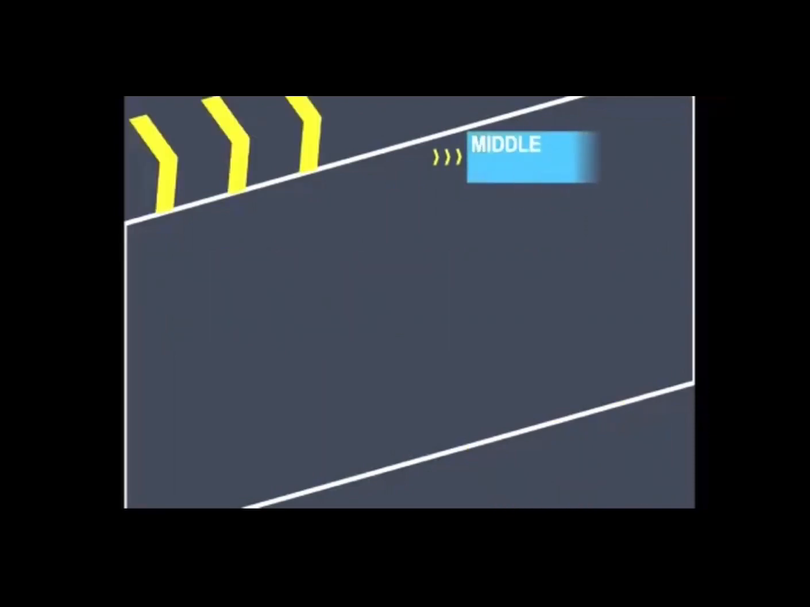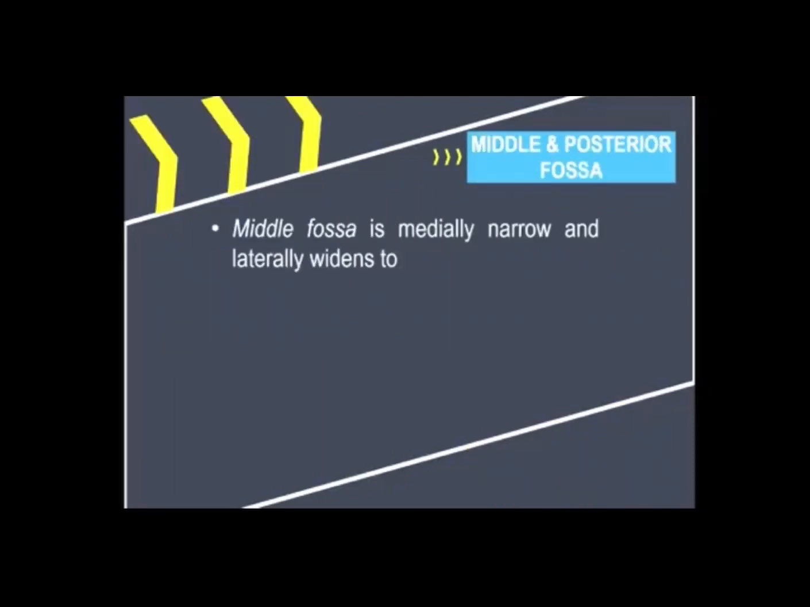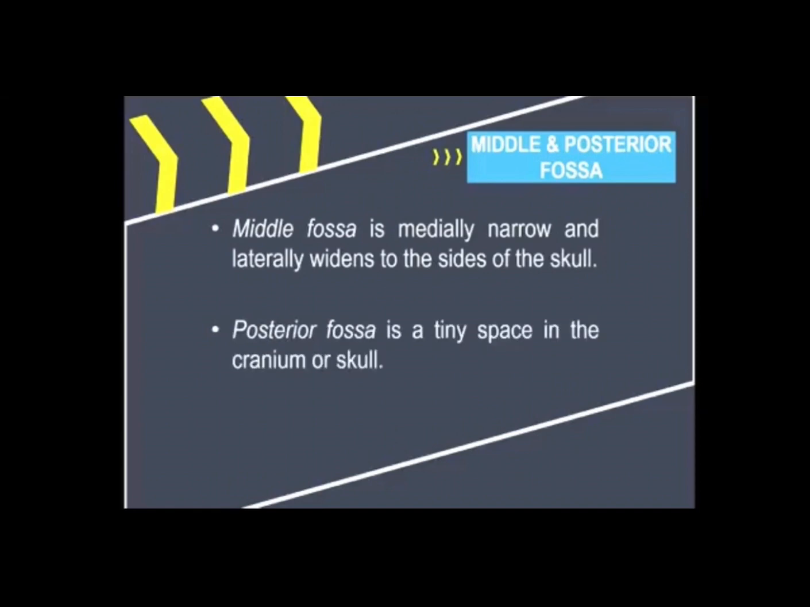The middle and posterior fossa. The middle fossa is medially narrow and laterally widens to the sides of the skull. The clivus and the petrous crest separate the middle fossa from the posterior fossa. The aforementioned posterior fossa is a tiny space in the cranium or skull. It is found near the brainstem and the cerebellum, which is a part of the brain that we'll encounter later on in the next slides.